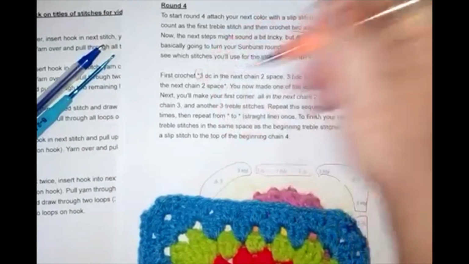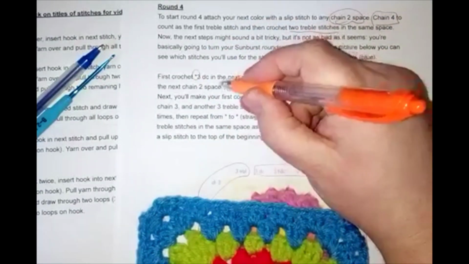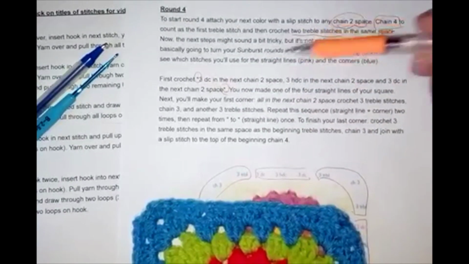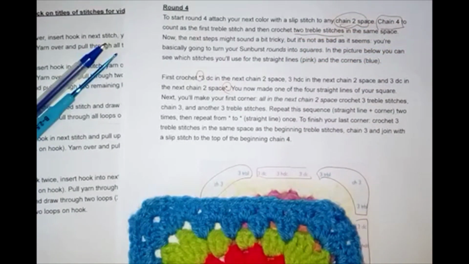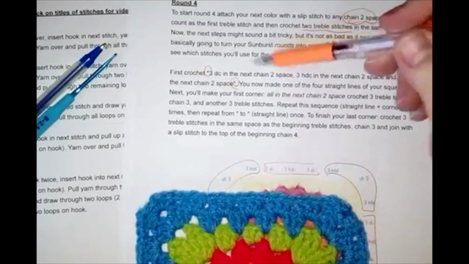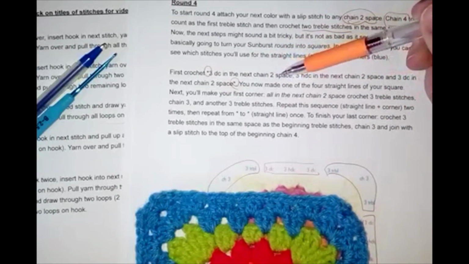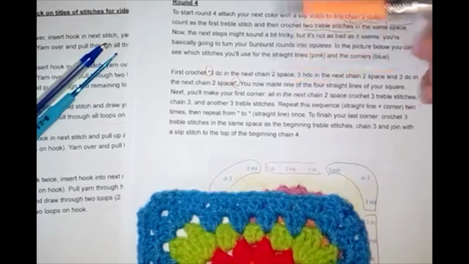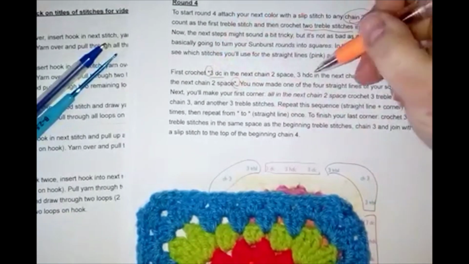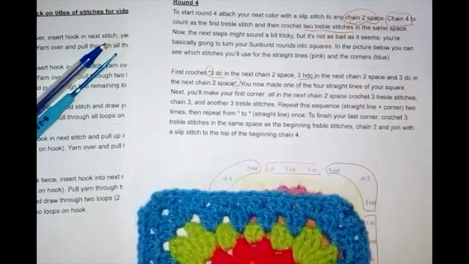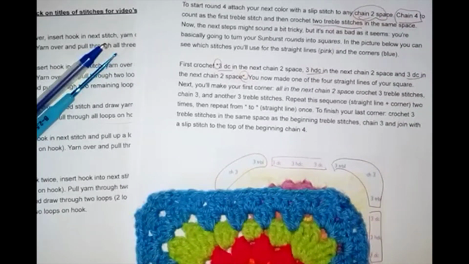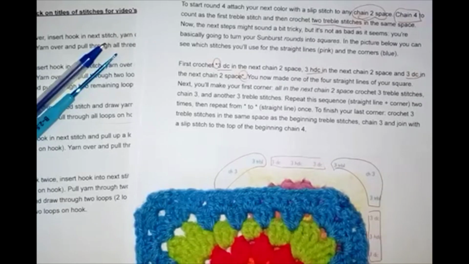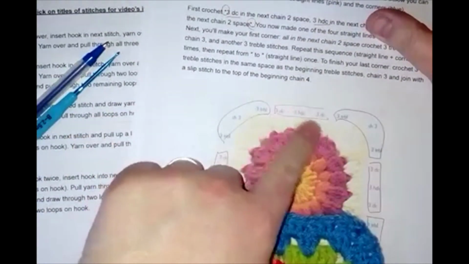You've got these asterisks going on here, and it says you've now made one of the 4 straight lines of your square. Okay, and it tells you you're doing it in the next chain 2 space, then you're doing 3 double crochet, and then you're doing 3 half double crochet, 3 double crochet in the next chain 2 space. So it says you've now made one of your 4 straight lines of your square, which is this here.